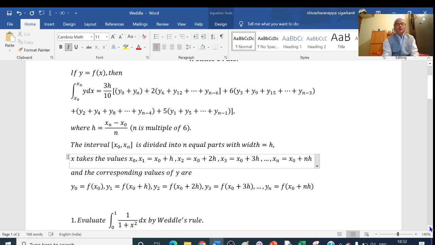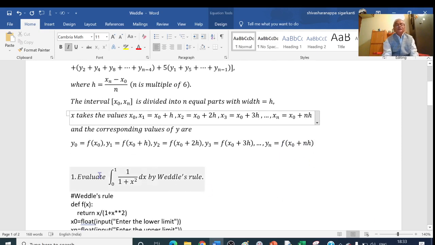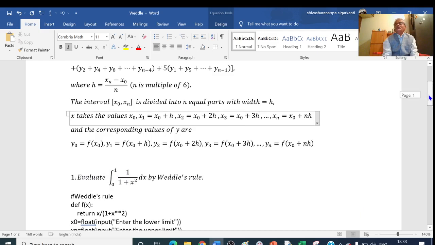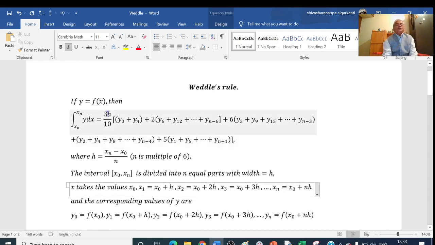Then how to write the program here? So this is the example here. We have to evaluate the integral from 0 to 1 of 1 by 1 plus x square dx by Weddle's rule. For writing this program, first we have to define the function y equal to f of x. That f of x is 1 by 1 plus x square. Then after that we have to give the input. That is, we input x0, xn, and n. After this input, we find the value of h. Then our process starts here.